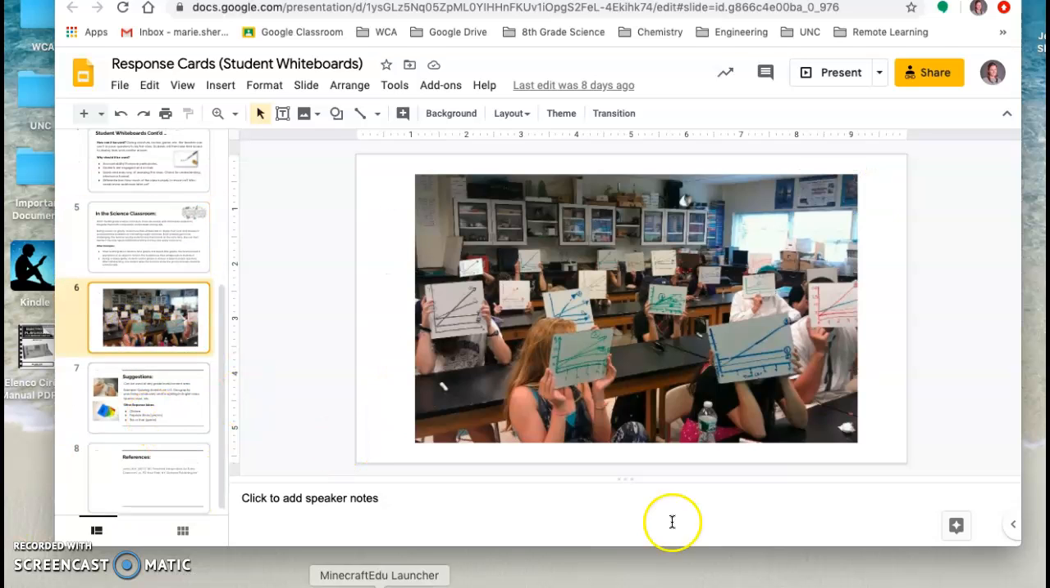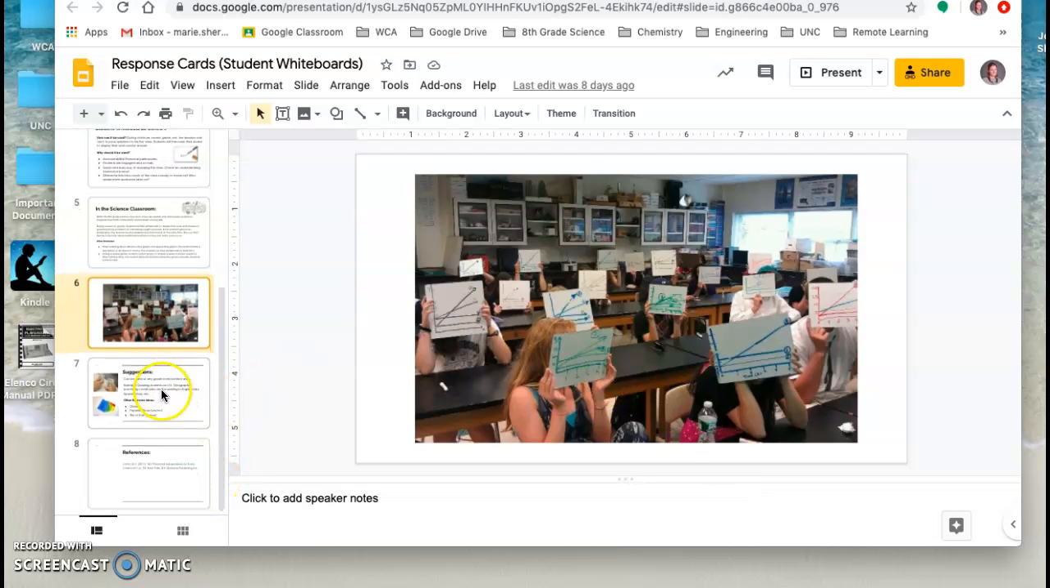So here's just a picture. This is not my science classroom, but one that I did find on the internet. You can see that they are showing their graphs in this picture. And that's ideally what it looks like. You want the kids to raise it at the same time. That way they're not rushing to change their answers.